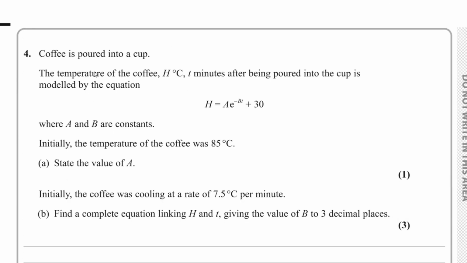Question number 4. Coffee is poured into a cup. The temperature of the coffee, H degrees C, t minutes after being poured into the cup is modelled by the equation H equals ae to the negative bt plus 30, where a and b are constants. Initially, the temperature of the coffee was 85 degrees C. For part A, we have to state the value of A.